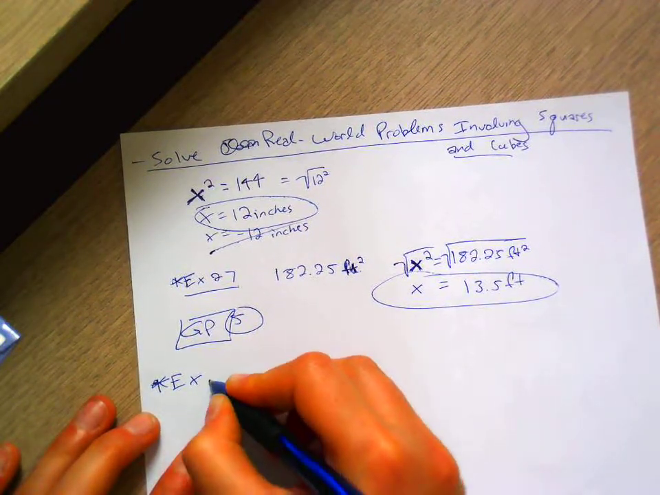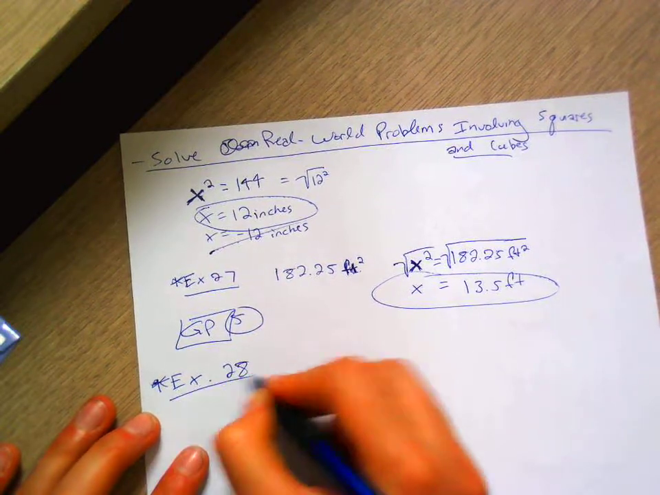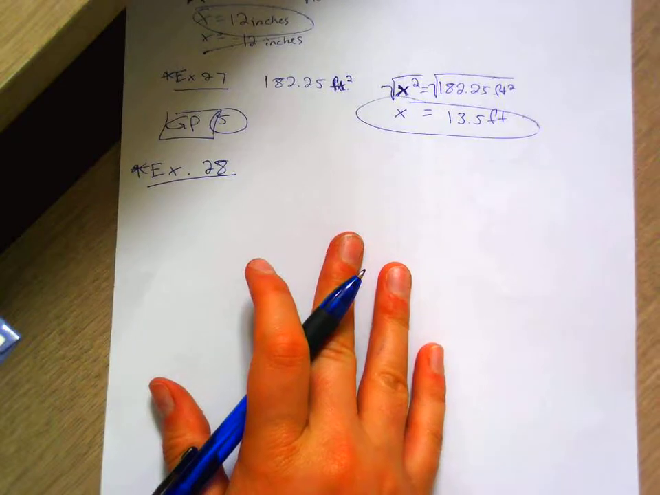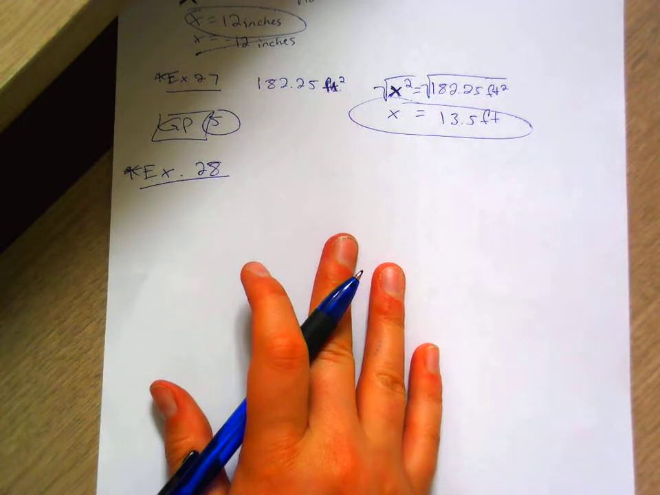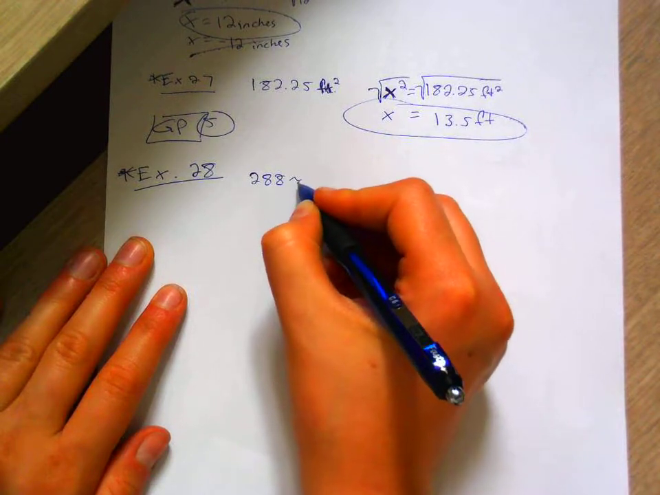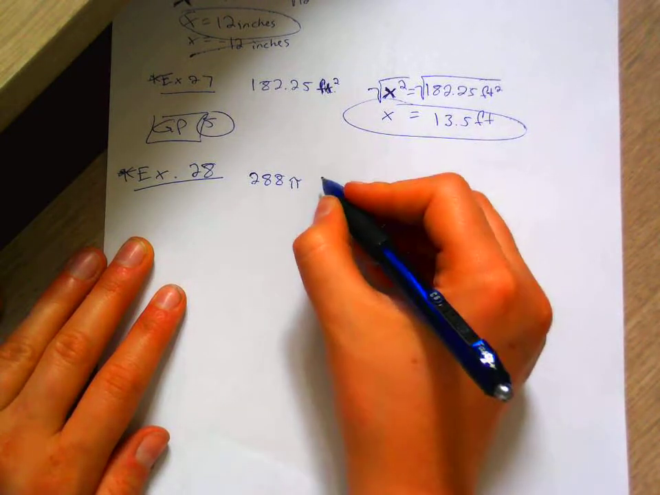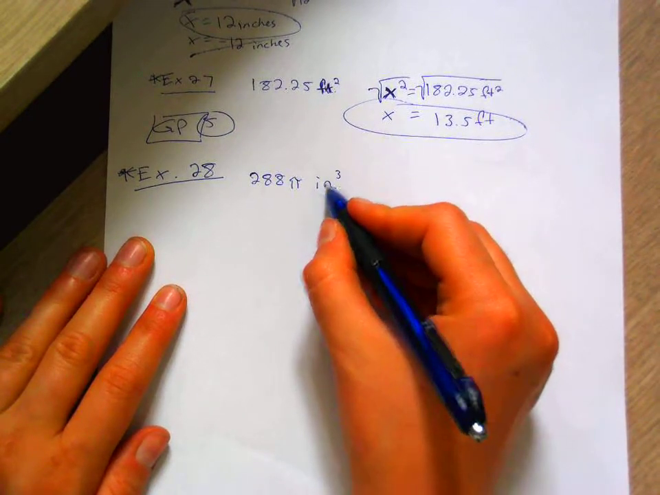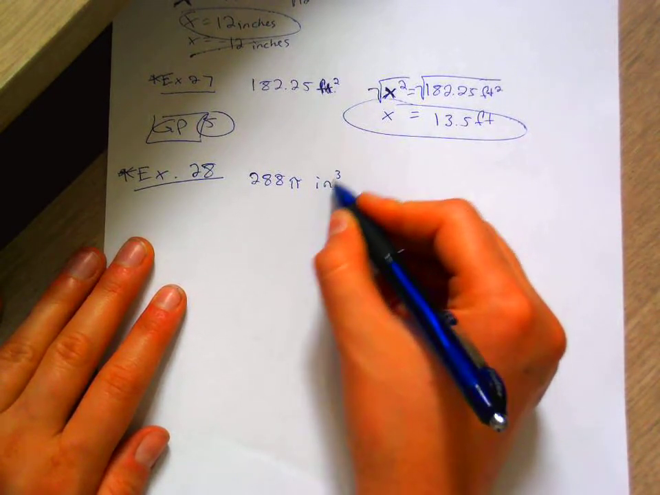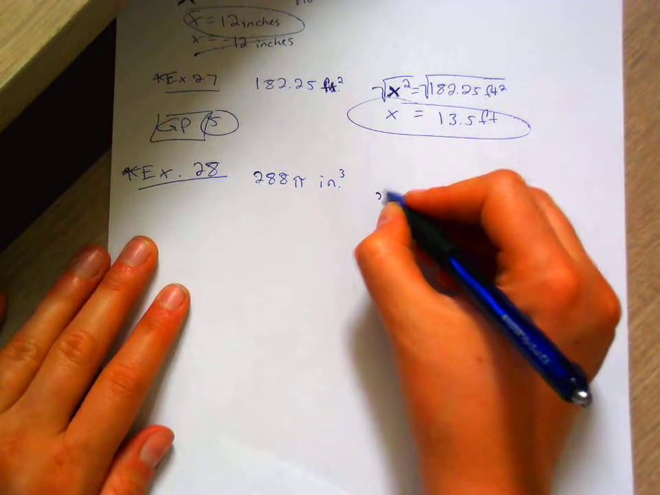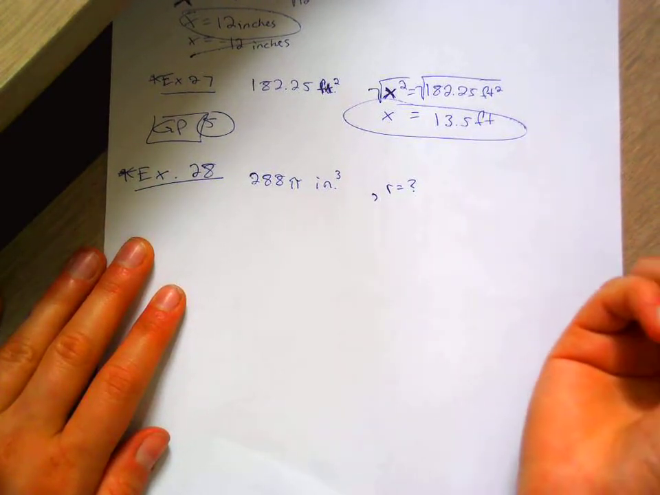Moving on, example 28. We're going to solve another real world problem using cubes though. Last time we used squares. So a fully inflated beach ball contains 288 pi cubic inches of air. When it's cubic inches, it's inches cubed, and so you write it like this. What is the radius of the beach ball? So radius is our question. What are we trying to find?